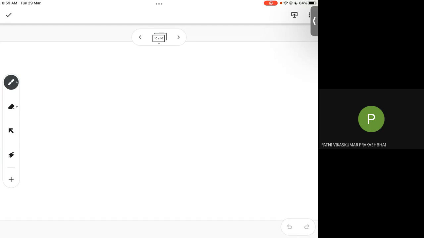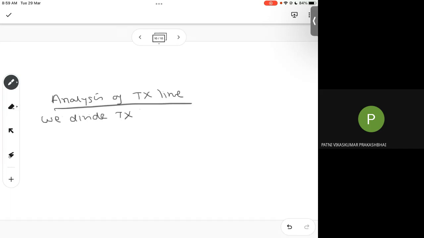So how to analyze my transmission line? I go for analysis of the transmission line. How to start? Because our transmission line is very, very long, I can't apply KVL, KCL, Ohm's law, and so on. But still, I have to use that knowledge. How to use that knowledge? What we do here is divide the transmission line of length, let's say L, into a number of small sections, infinitesimally small.